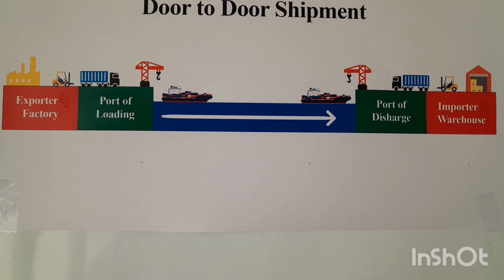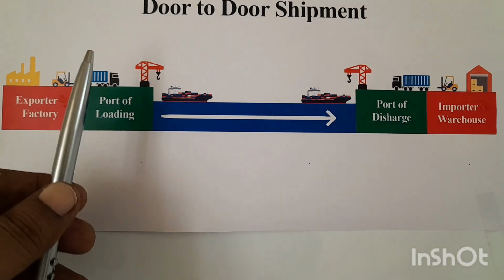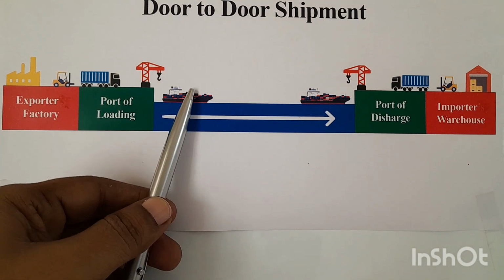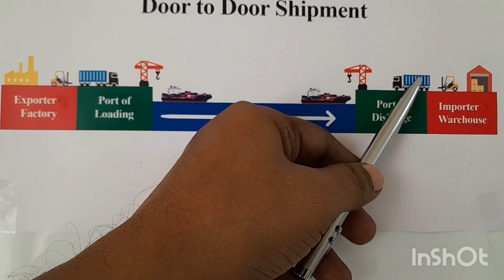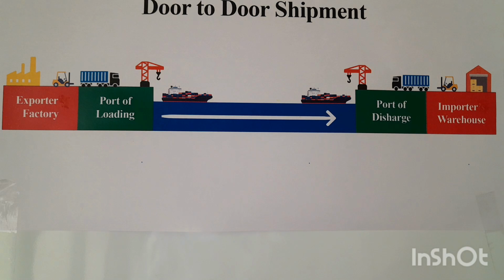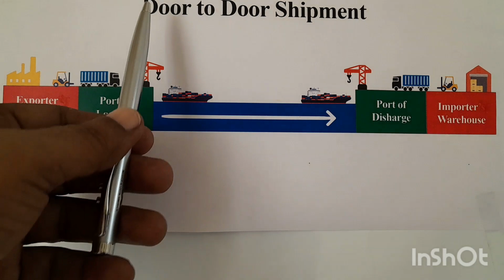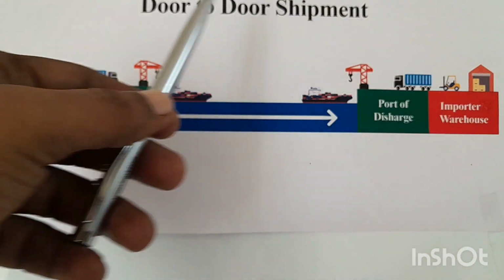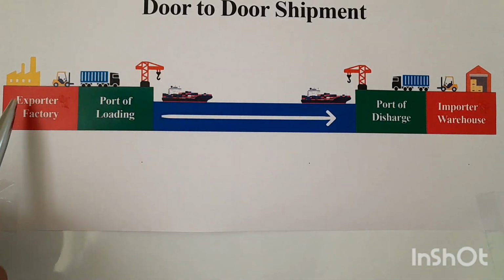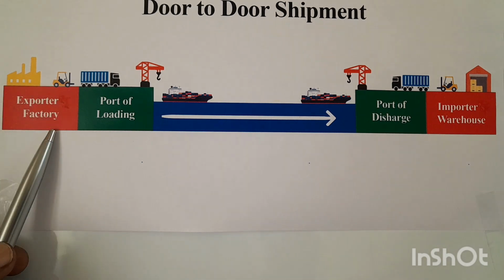So multimodal transport means using more than one mode of transport. That is what you have seen here: road transport, sea transport, again road transport. And all the transport contracts are signed with one party. So that one party is known as MTO, multimodal transport operator. This is also known as door-to-door shipment. Door-to-door shipment means, what is the door here? That is the exporter factory. That is the first door.